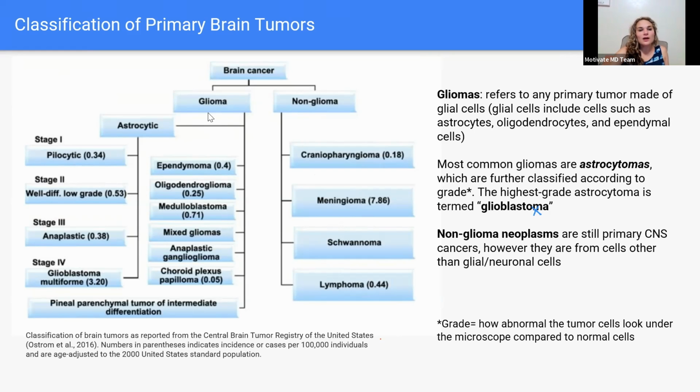Further on, astrocytes are a type of glioma, and among astrocytomas, one of the highest grade and most malignant types is a glioblastoma. We'll talk about these as we go through the cases, but you should have a general understanding that we've got primary brain tumors and secondary, and then primary can be either a glioma or a non-glioma. And we've already talked about medulloblastoma, which is a type of glioma because it comes from glial cells.